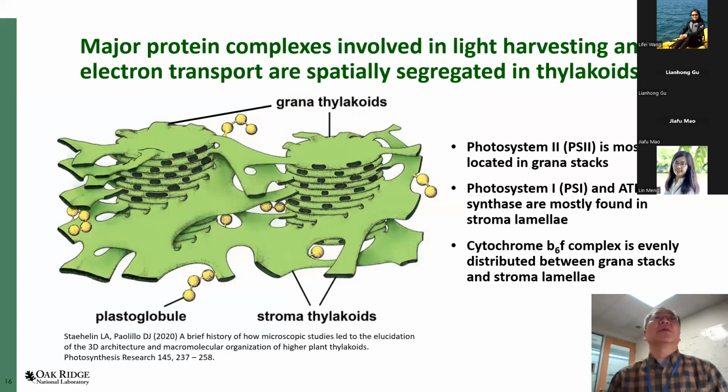Here is another 3D model of thylakoid of higher plants. PS2 is mostly located in grana stacks. PS1 and ATP synthase are mostly found in stroma lamella. Cytochrome b6f complex is evenly distributed between grana stacks and stroma lamella.